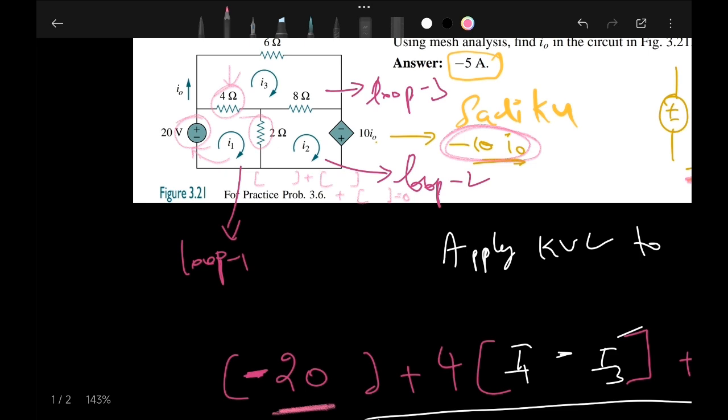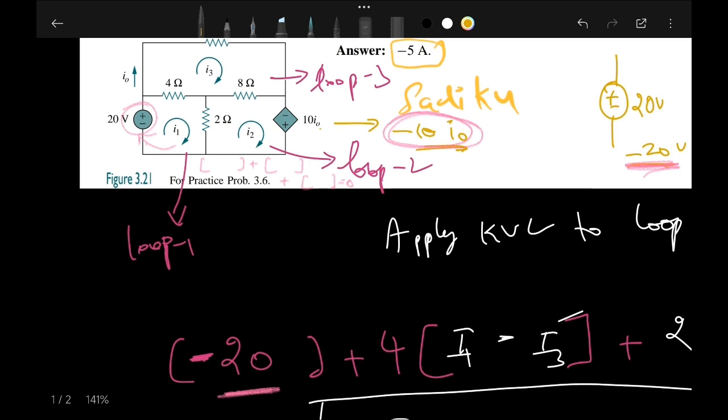Across the 4 ohm, I need to identify the voltage. It is very simple. As per Ohm's law, V equals IR, current times resistance. The resistance value is 4 ohm, and what is the current? If you observe, the 4 ohm is shared by both loop 1 as well as loop 3. That's why the current must be I1 minus I3.